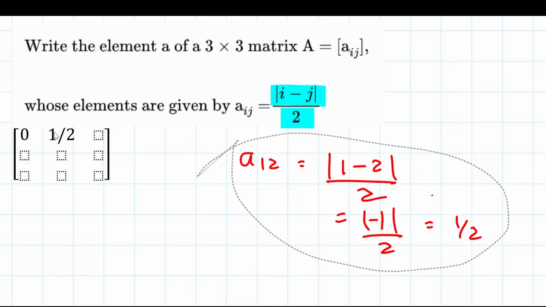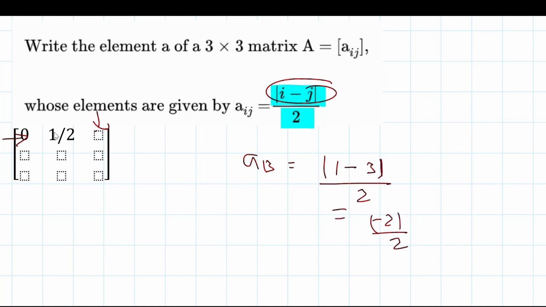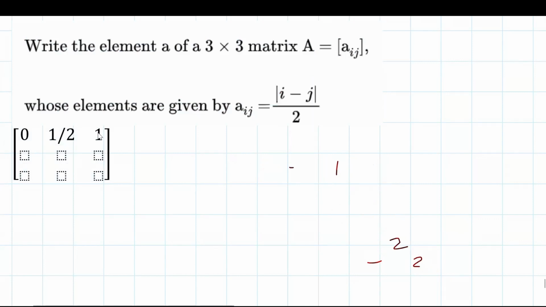Check for the next one. Next, I'm going to find the value of this element, which is on the first row and the third column. So it's going to be A13, replacing i with 1 and j with 3. Modulus of 1 minus 3 divided by 2 is modulus of minus 2 divided by 2, which is 2 over 2. That comes out to be 1. So this one is going to be 1.